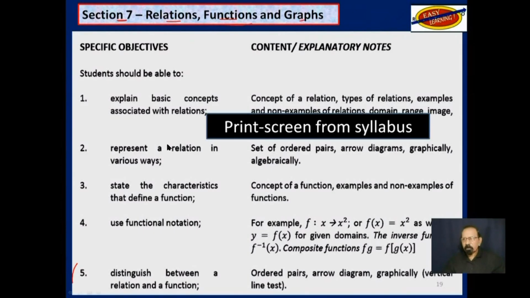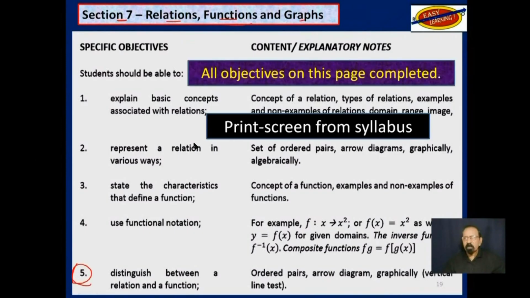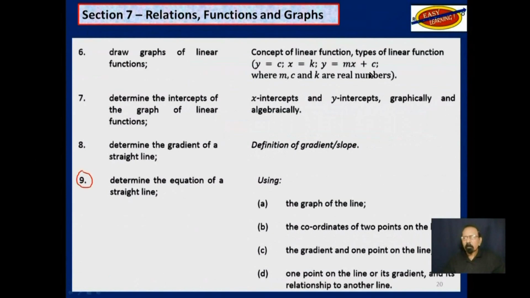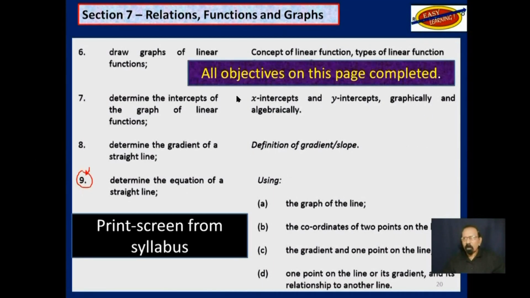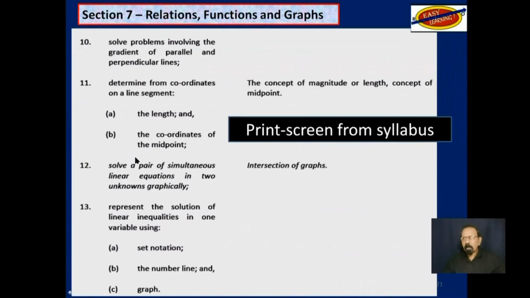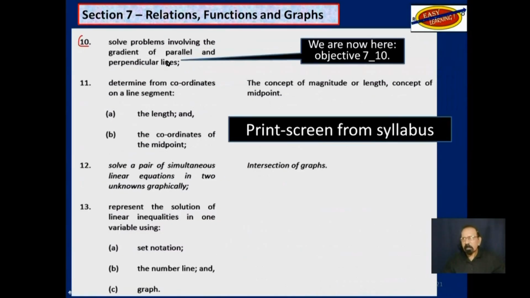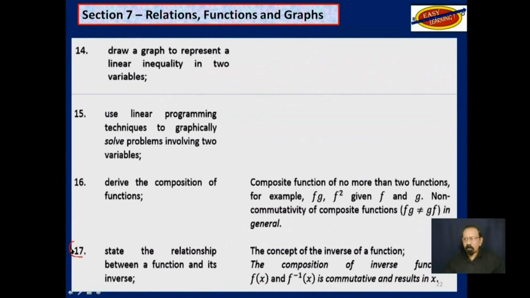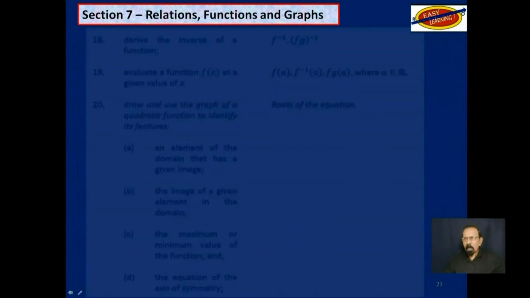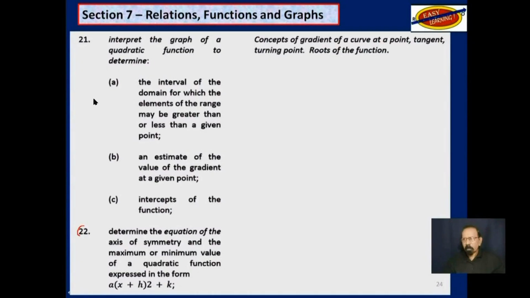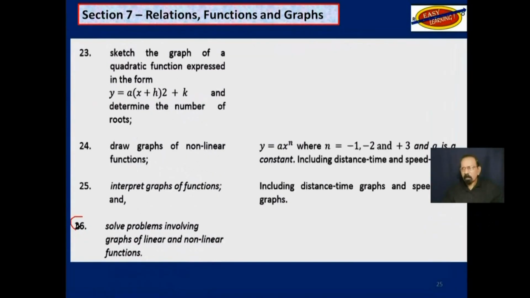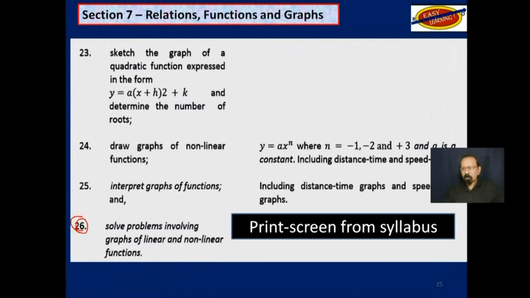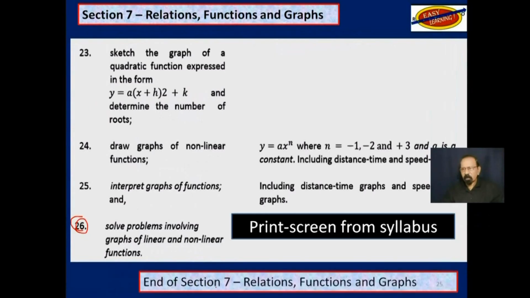Section 7, Relations, Functions, and Graphs. This is a print screen of the first 5 objectives from the syllabus. We have completed all of those. Print screen of the next 4 objectives, taking us up to objective 9. All of those have been completed. We are now here at objective 10, which we will return to shortly. And then after that, we have to go on to objective 17, and then objective 20, 22, and finally objective 26, which brings us to the end of this section, Relations, Functions, and Graphs.